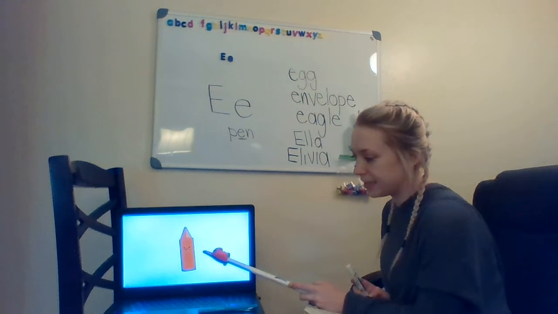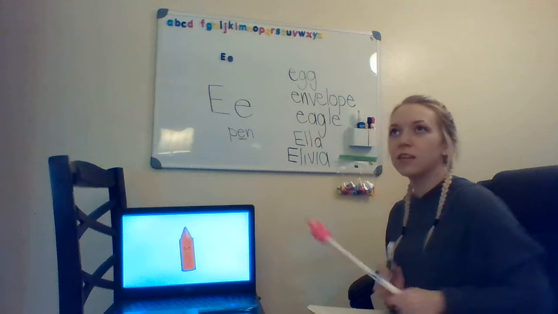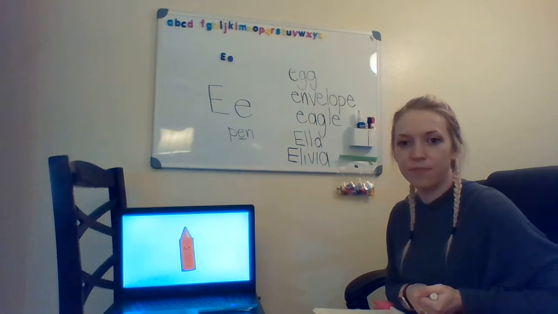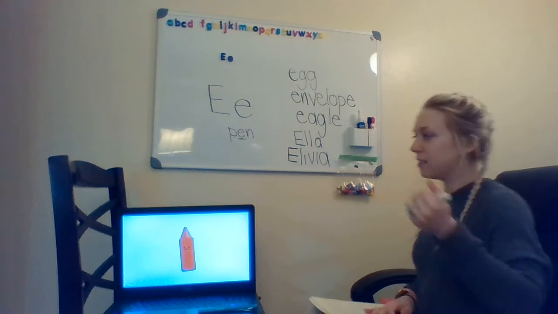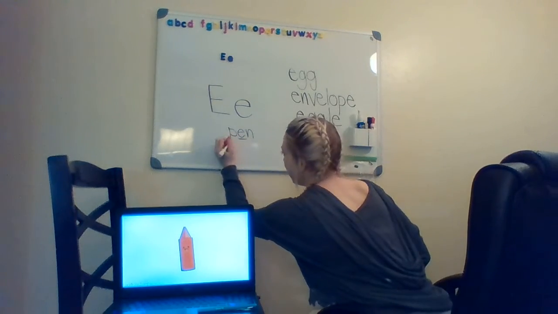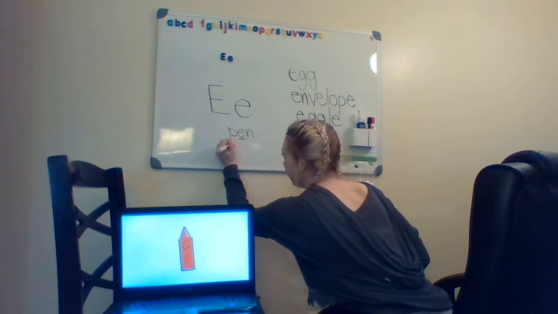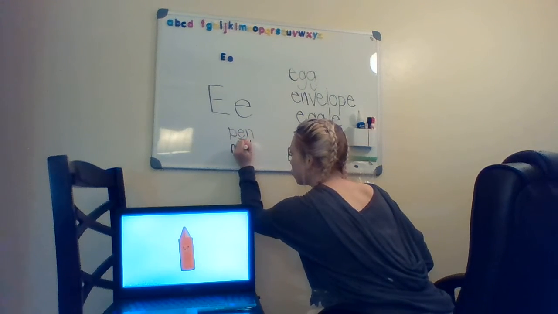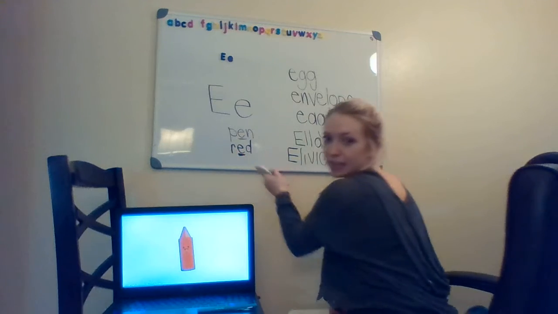What color is this? Red. Do we hear the eh sound in the middle of red? Yes. Red has the eh sound, so it has the letter E in the middle. Here is the word red with our E in the middle.